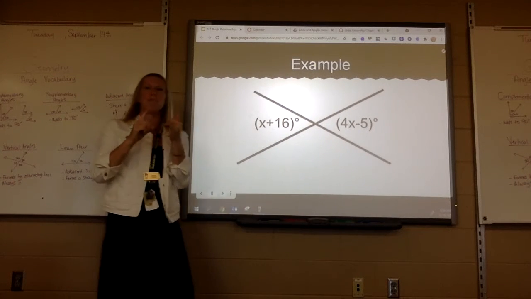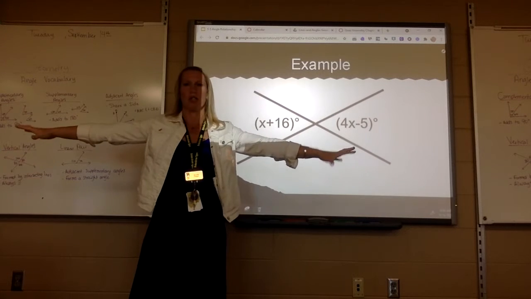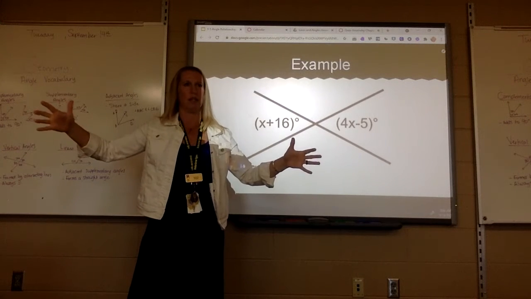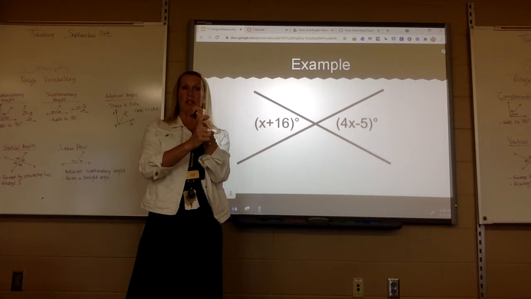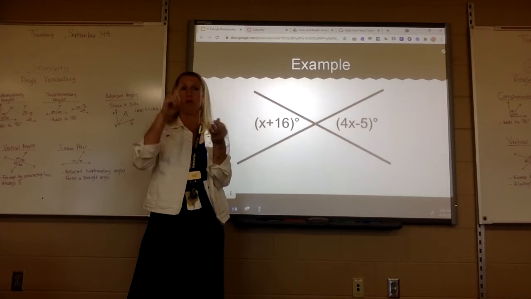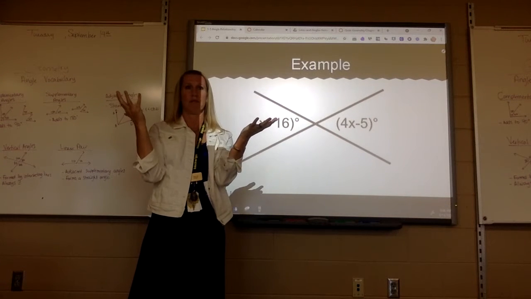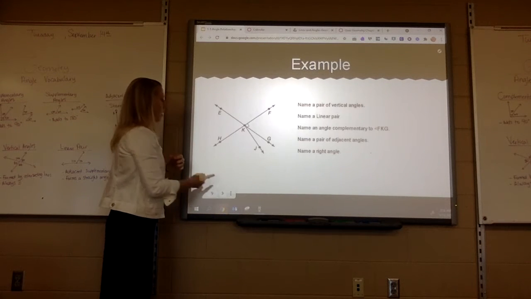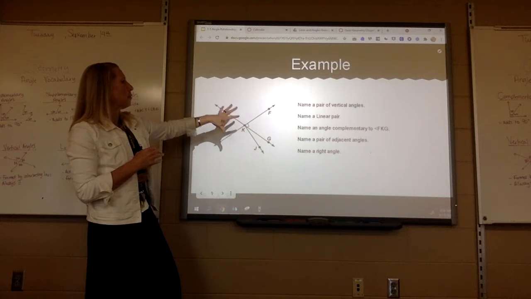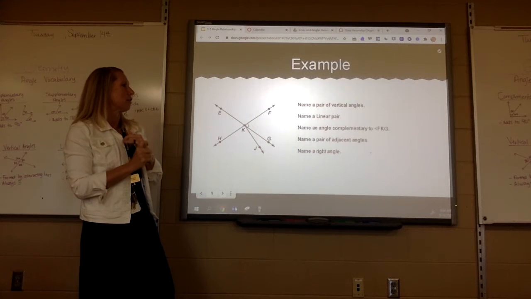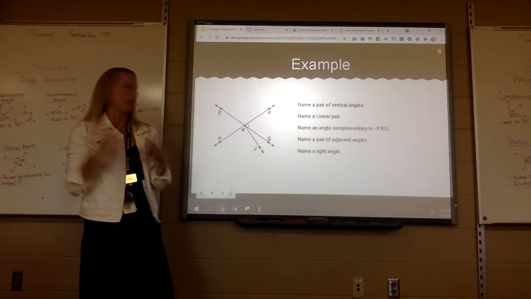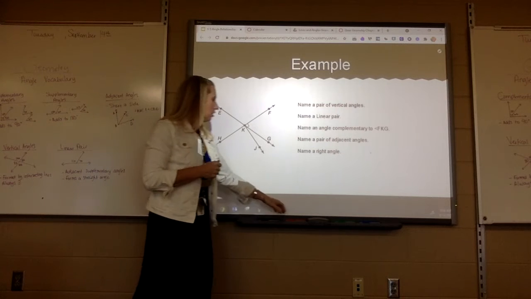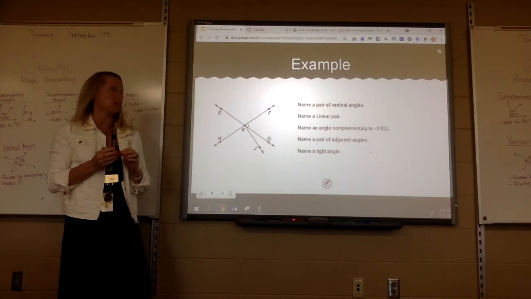So really your main thing through all of geometry, the whole entire school year, you're going to be deciding: do the angles equal each other? Do they add to 90 or do they add to 180? Those are your options, always. Do they equal each other, add to 90, or add to 180? You're going to have some problems where you have to name a pair of vertical angles or name a linear pair and so on. So for vertical angles, there's lots of answers.